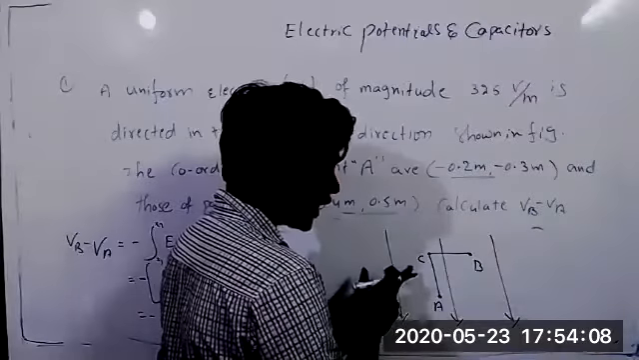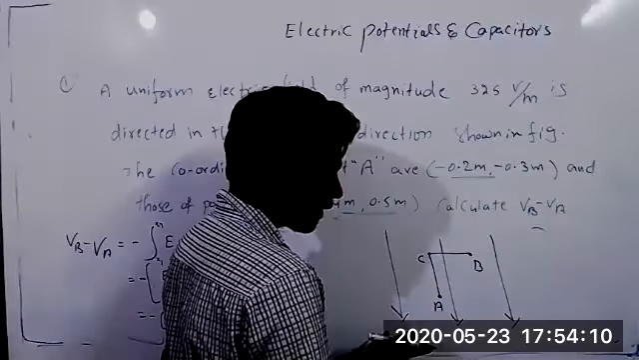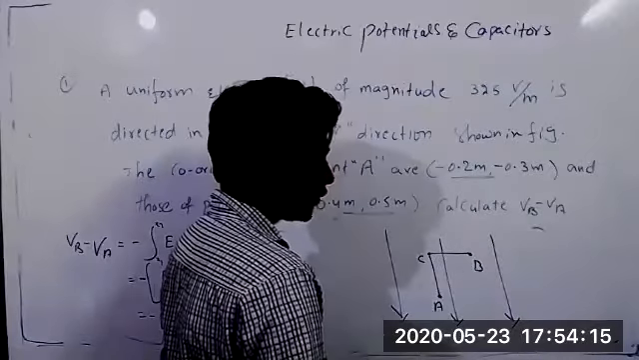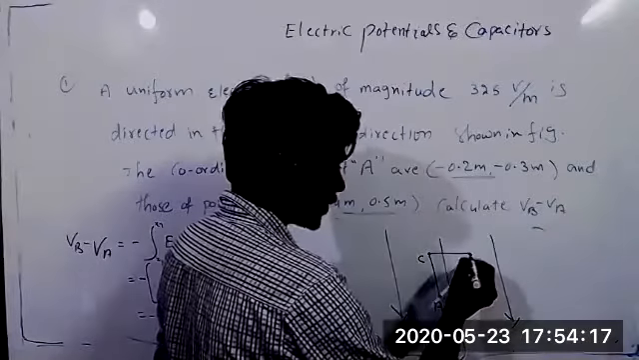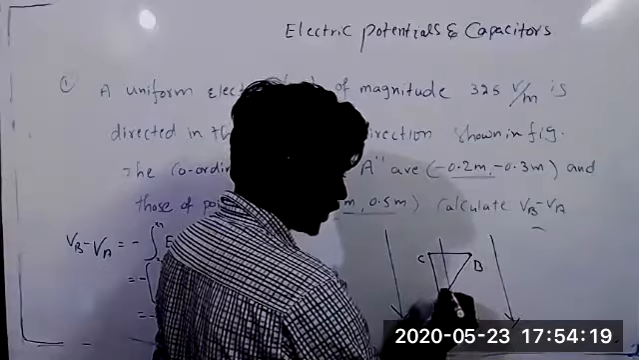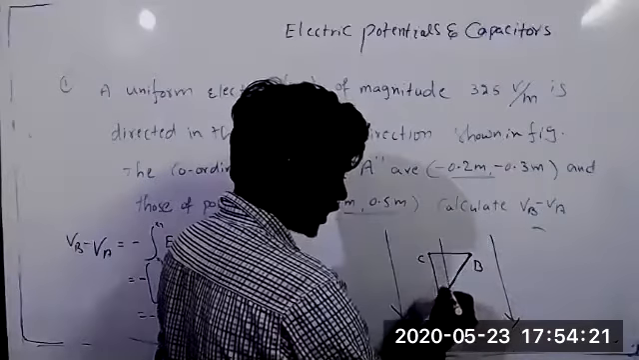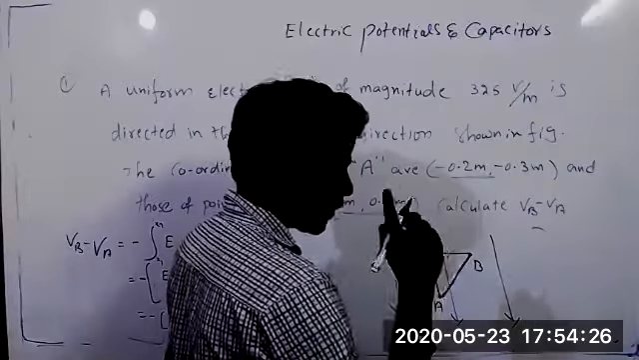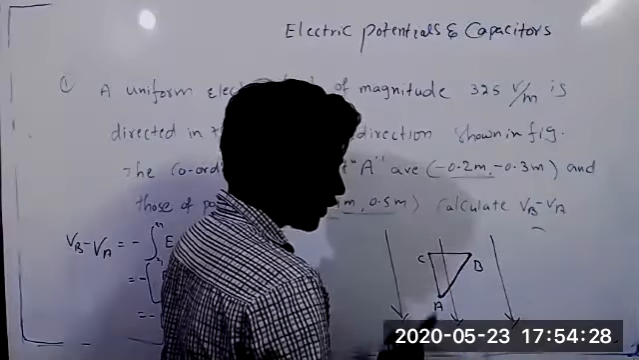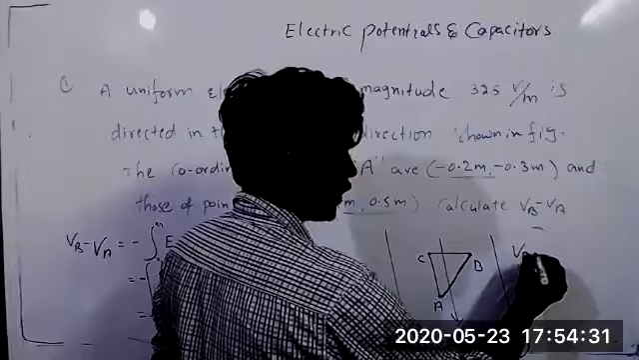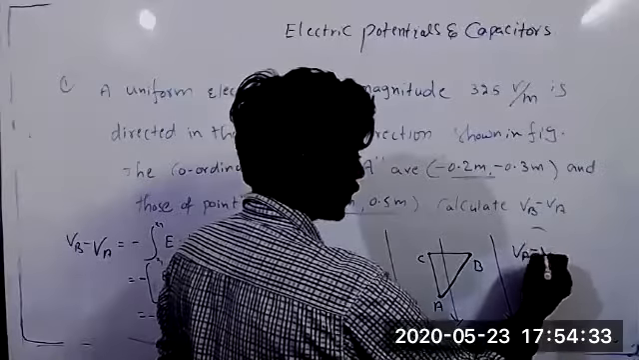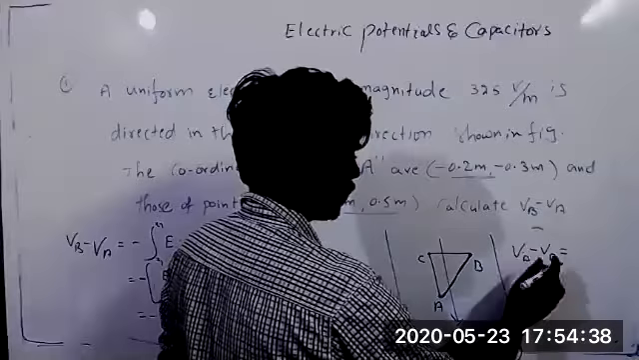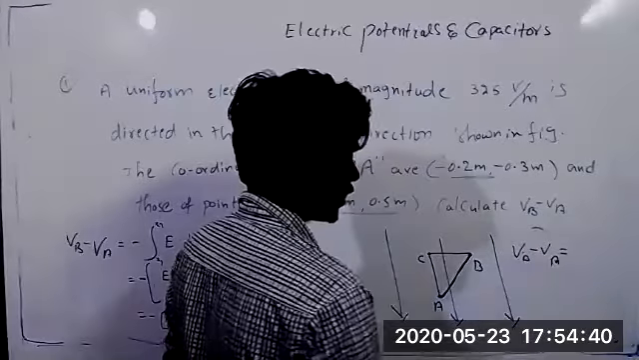Where more potential will be there, at C or at A? At C. Why? Because along the direction of electric field. Okay. Now you will get the answer. See, they asked you in question number 33, what is the potential difference between VA and VB. Am I correct? Potential difference between VA and VB. VA minus VB, something they asked, or VB minus VA. They asked you this, right?